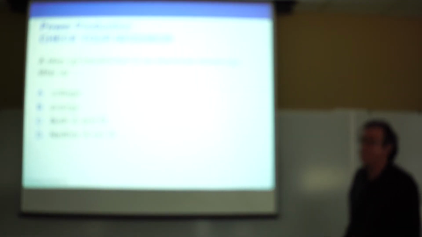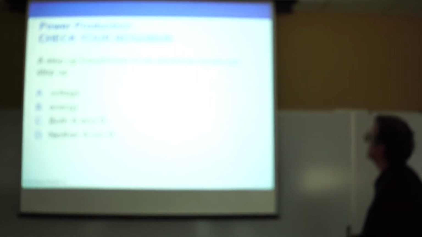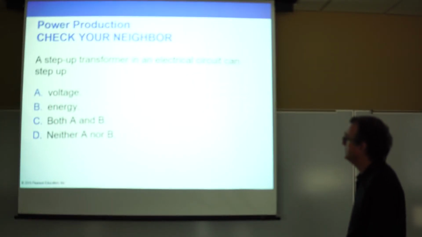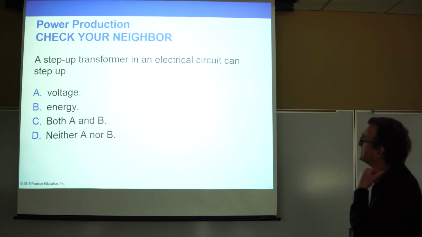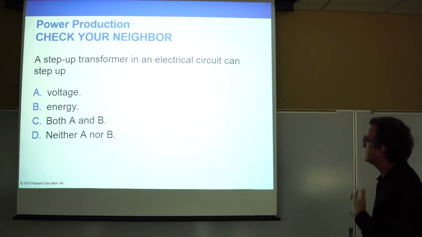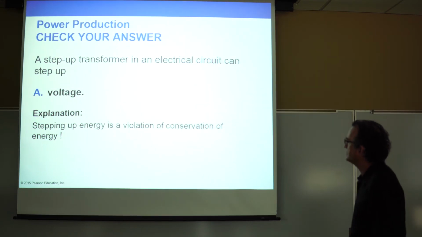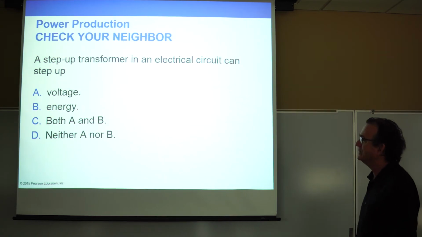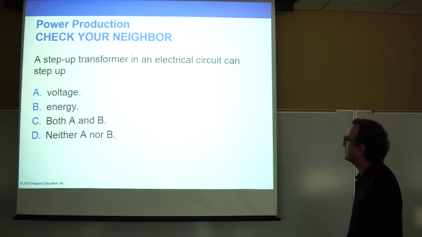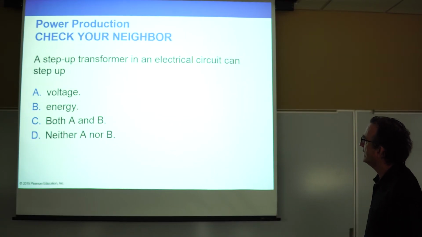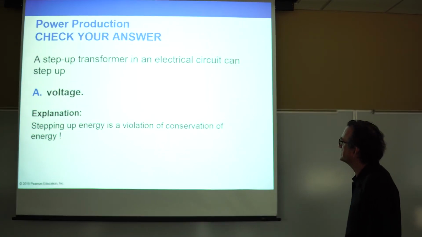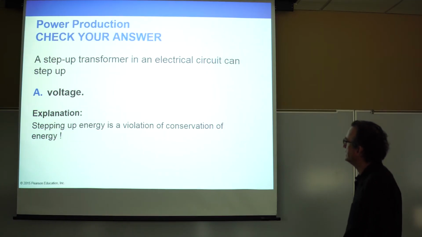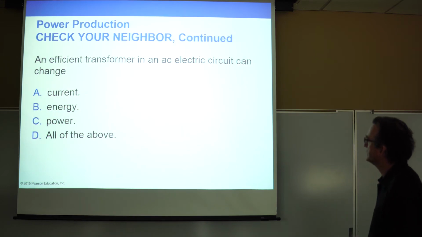How would we answer this question? A step-up transformer in an electrical circuit can step up voltage, it can step up energy, it can step up both the voltage and energy, or it does neither one. Well, we know that D is not correct, and the correct answer is A. Stepping up energy violates conservation of energy. So if we could step up the energy, we could generate a lot of electrical power without doing hardly any work at all. And of course, that's simply not how the world works. It can only step up the voltage in this kind of scenario.